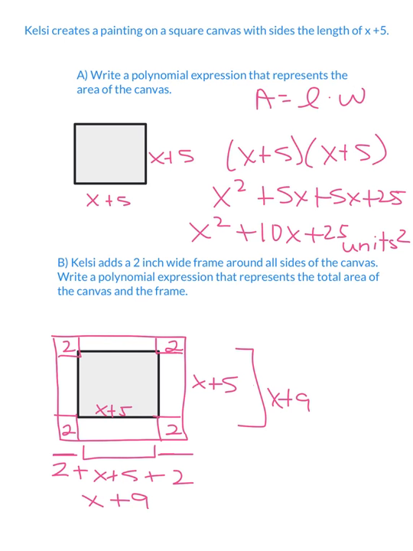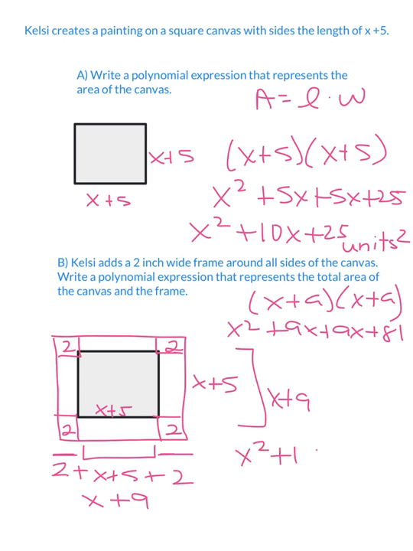To find the area, I'll take x plus 9 times x plus 9, and I'll use FOIL. X squared plus 9x plus 9x plus 81. When I combine my terms, I get x squared plus 18x plus 81 units squared.